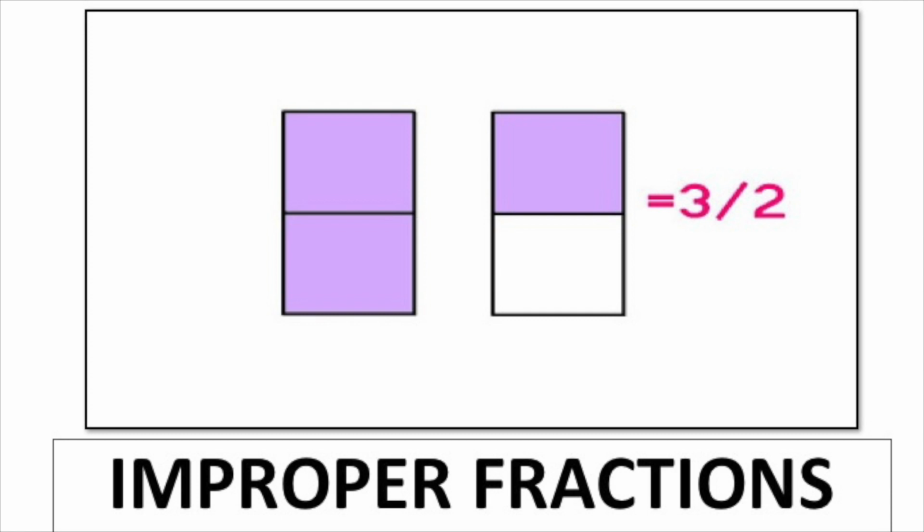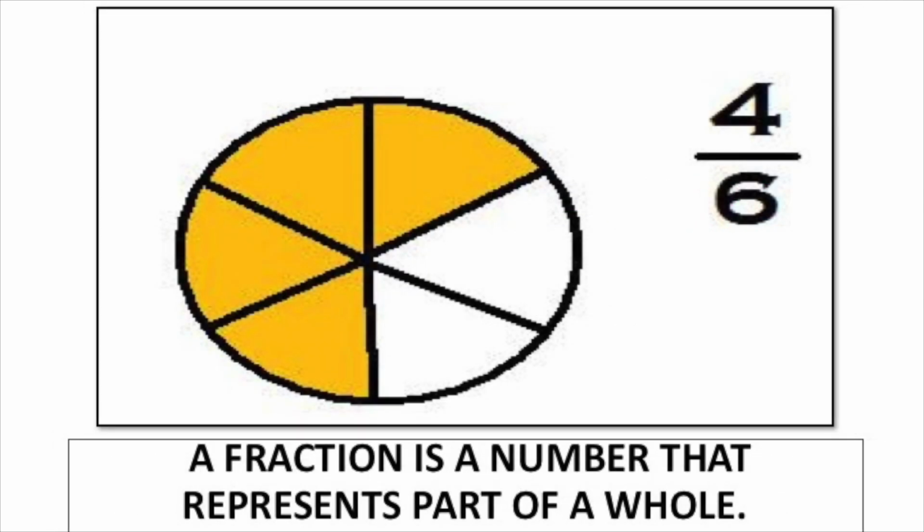For example here, guys, what number can you see? Over, yes. You can see here how many parts are coloured. 1, 2, 3. But the actual shape only has how many parts? 2. So there's more coloured parts than there are parts to our shape. And that's what we mean by improper fractions. A fraction is a number that represents part of a whole. Now, what fraction can we see here, guys?